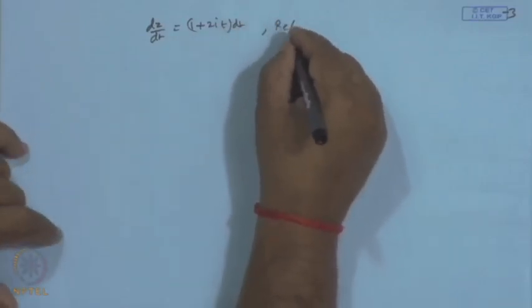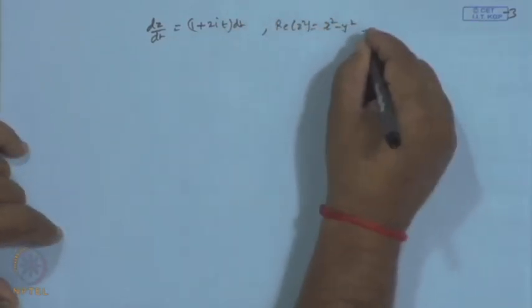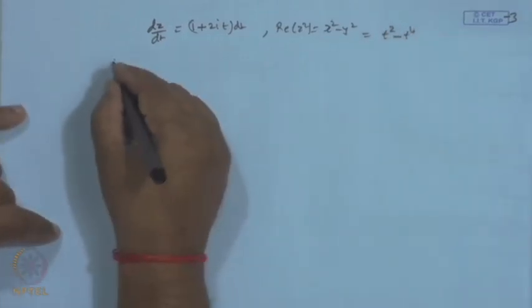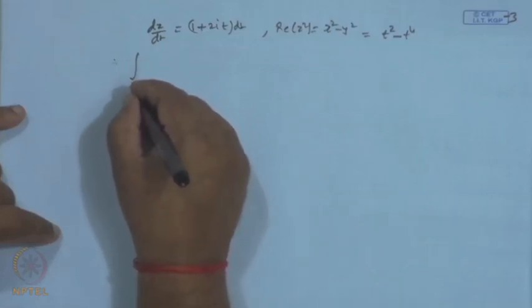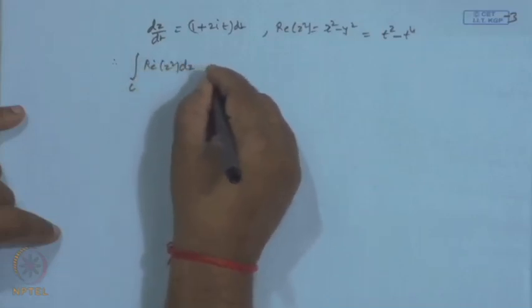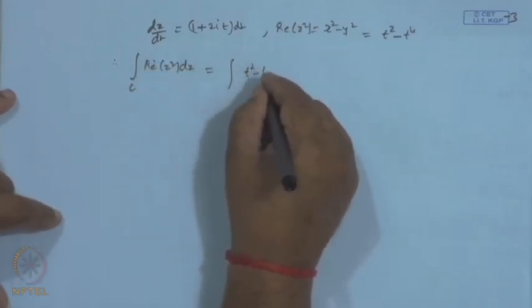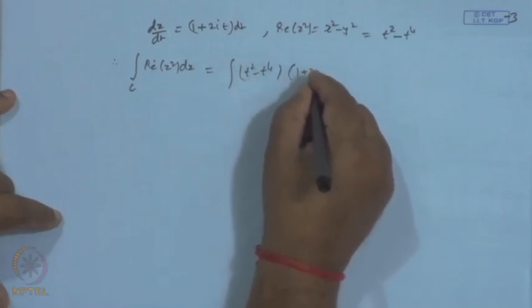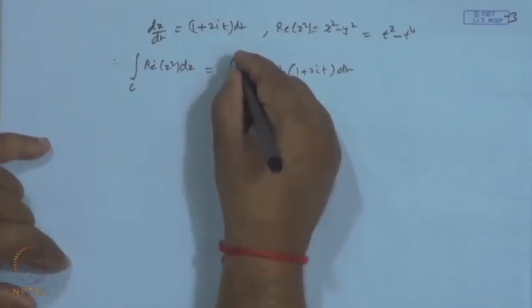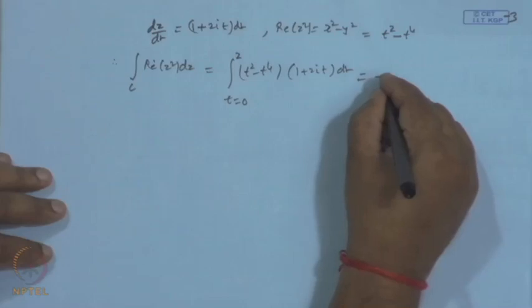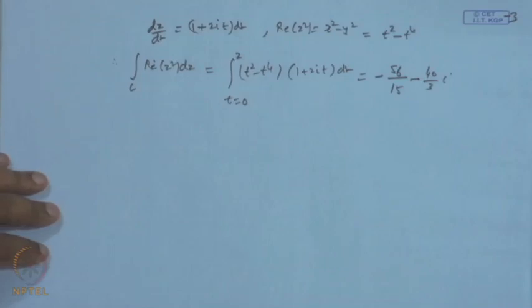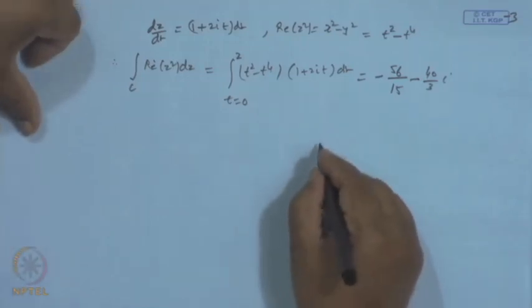Then the real part of z squared is x squared minus y squared, where x is t, y is t squared. So, it is t squared minus t to the power 4, and therefore, the integral along the path C of the real part of z squared dz is equal to the integral of (t squared minus t to the power 4)(1 + 2it) dt, and t varies from 0 to 2. So, if I compute this value, the value will come out to be minus 56 by 15 minus 40 by 3 i.